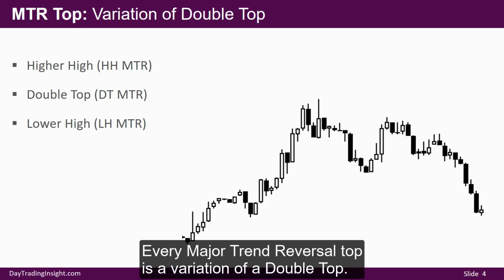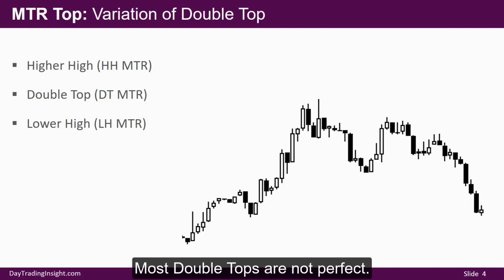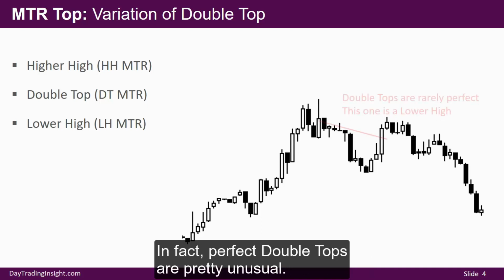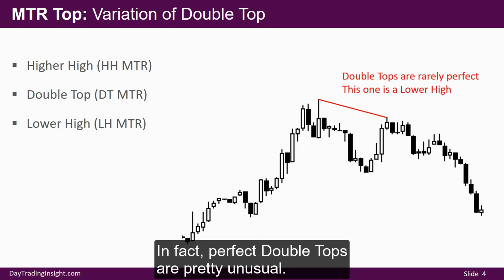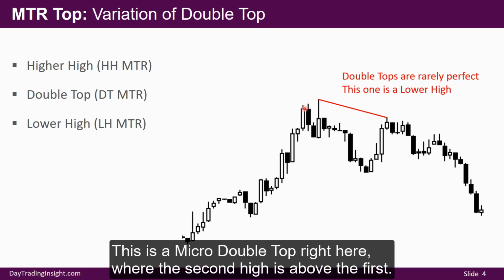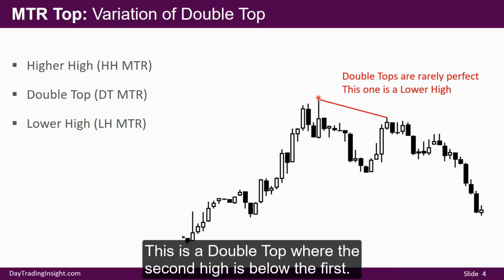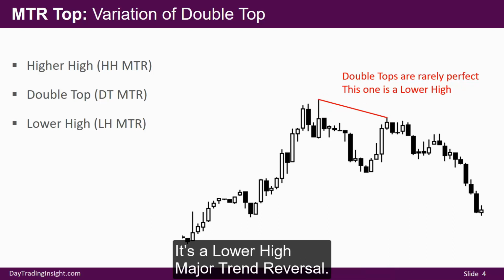Now, every major trend reversal top is a variation of a double top. Most double tops are not perfect. In fact, perfect double tops are pretty unusual. So this is a micro double top right here, where the second high is above the first. This is a double top where the second high is below the first. It's a lower high major trend reversal.